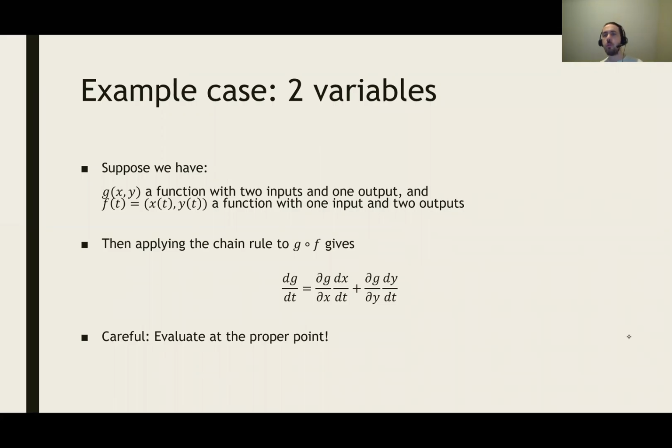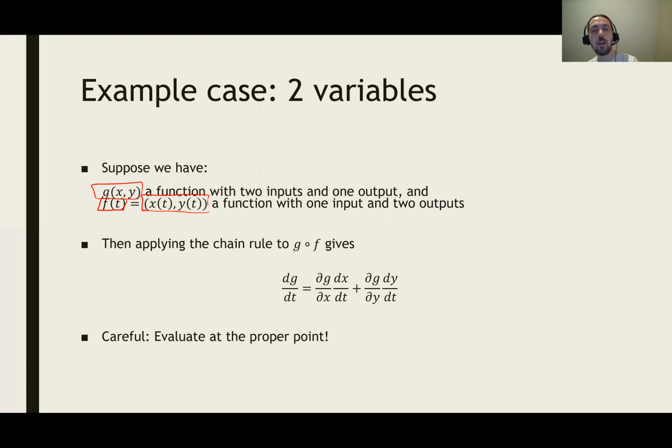So now let's go over some examples of what happens when we have two variables or three. In those cases, let's say we have a function with two inputs and one output called g, and we have another function f that takes one input and produces two outputs. In that situation, we can take the output of our function f and feed it as an input to the function g.